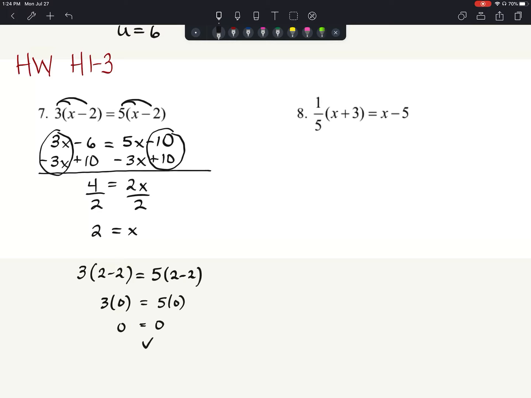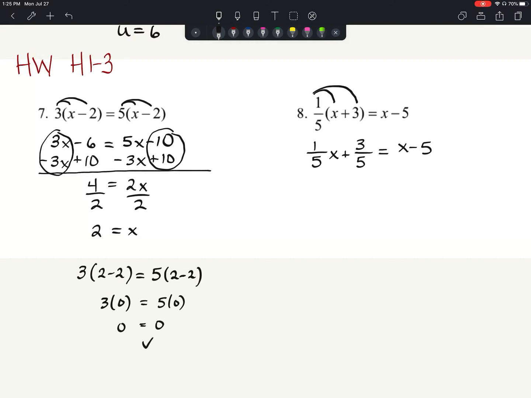Number 8, we have 1/5 times the quantity of x plus 3 is equal to x minus 5. Again, a couple ways you could do it. If you want to distribute through first, we'll do that, and then I'll show you another way that you may like better. So 1/5 times x and 1/5 times 3. Well, 1/5 x is the same thing as 1/5 x. 1/5 times 3 is going to give us a positive 3/5. And right now that still equals x minus 5.